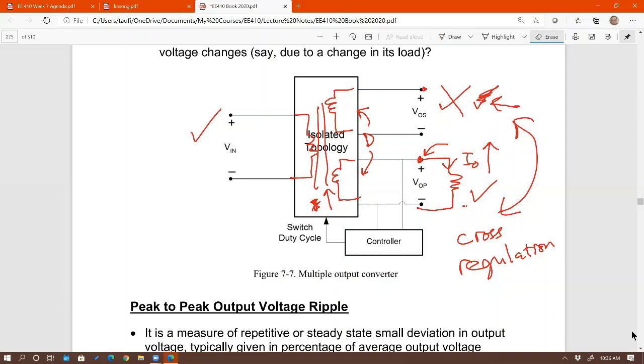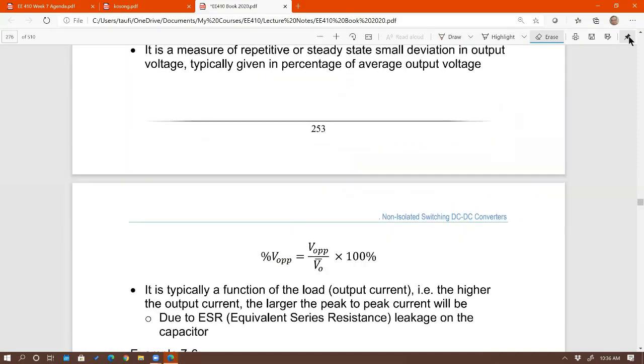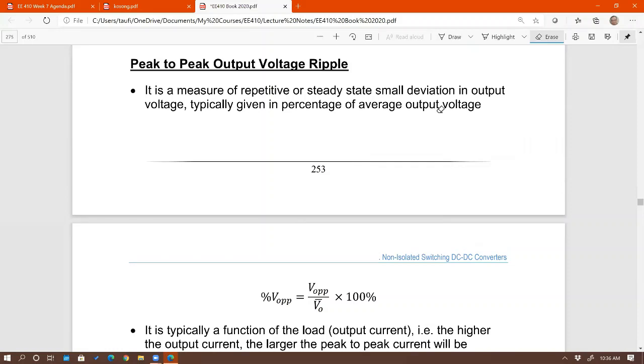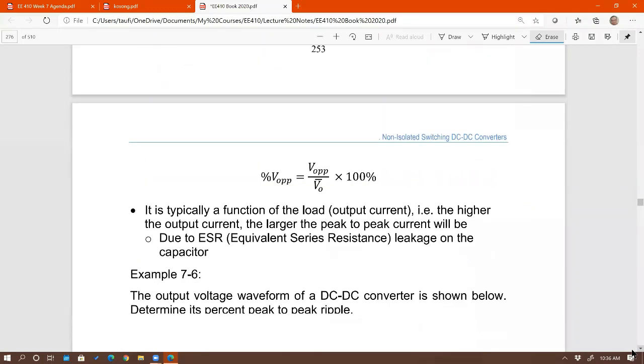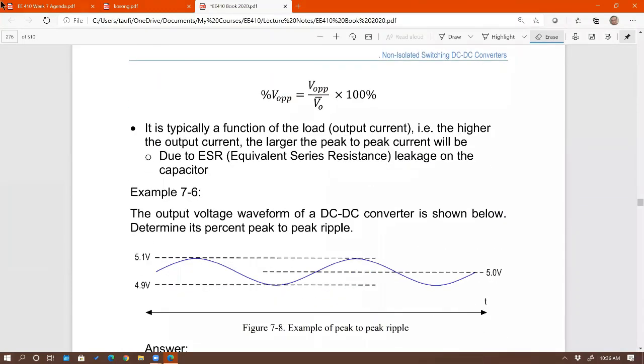No? All right. Next, peak-to-peak output voltage ripple. It is a measure of repetitive or steady-state small deviation in output voltage, typically given in percentage of average output voltage. So first you would calculate peak-to-peak ripple, and then you divide it by the average of the output voltage. These are all measured: measured peak-to-peak, measured average output voltage.